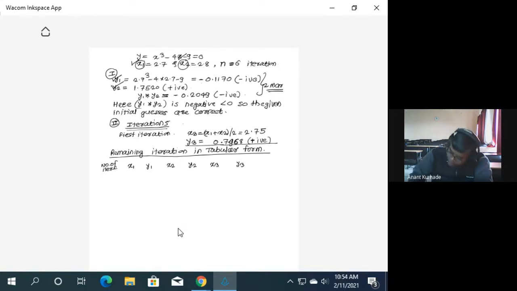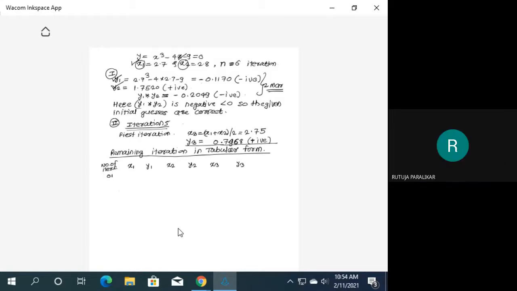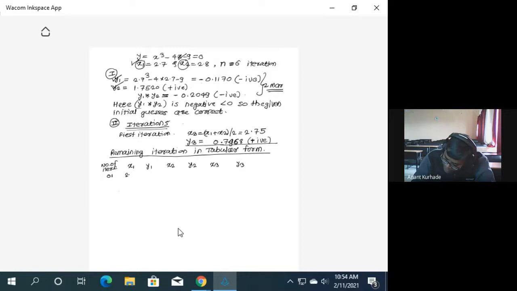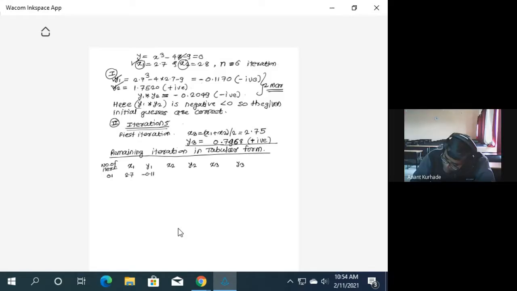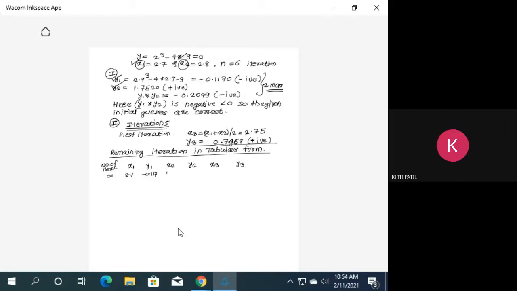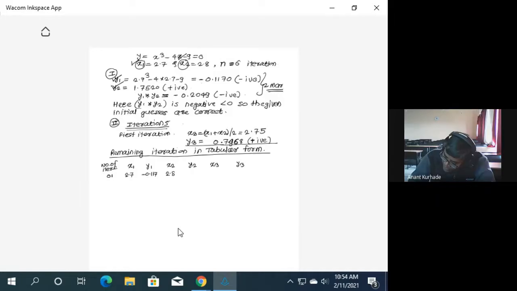Now second. We have performed the first iteration, correct? So write down first. Now for the first iteration, what is the value of x1? Tell me fast. 2.7. What is y1? Minus 0.117. What is x2? 2.8. What is y2?